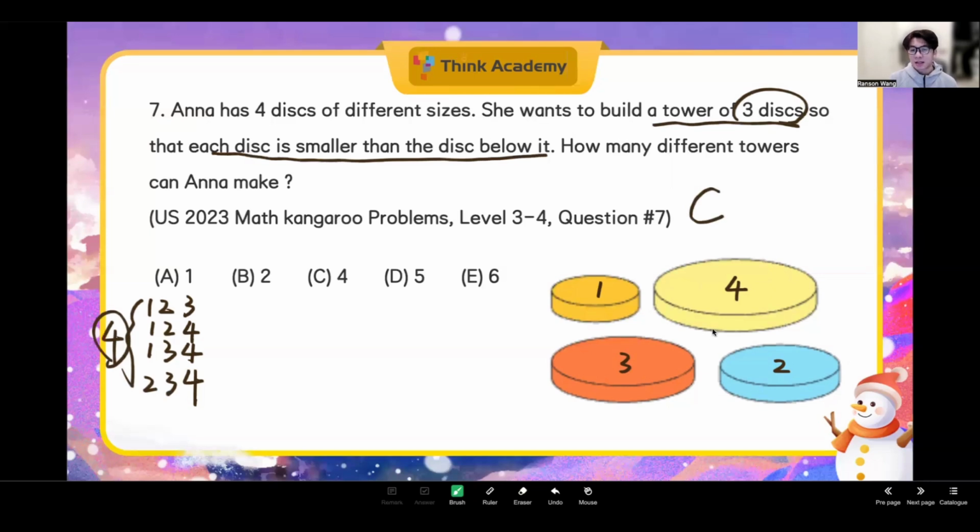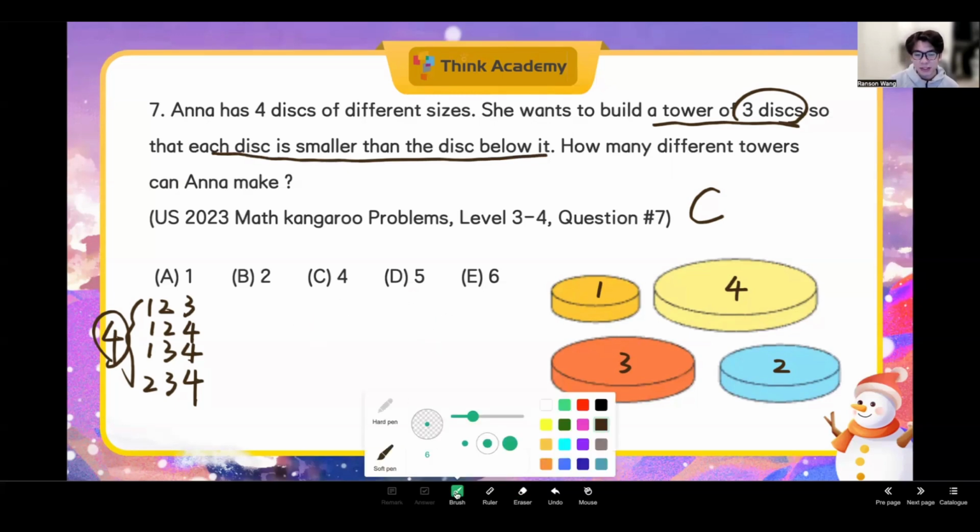But other than this, instead of just listing them out, for example, if you see a question where you have 100 discs, and you want to build a tower of 99 discs so that every disc is smaller than the disc below it, are you also going to try to list them out? Definitely not, right? So for this one, we're going to find an easier way to do this.